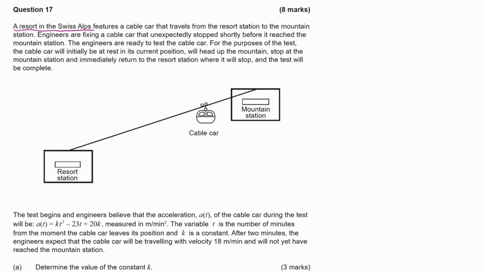A resort in the Swiss Alps features a cable car that travels from the resort station to the mountain station. Engineers are fixing a cable car that unexpectedly stopped shortly before it reached the mountain station, as we can see in the diagram here. The engineers are ready to test the cable car.